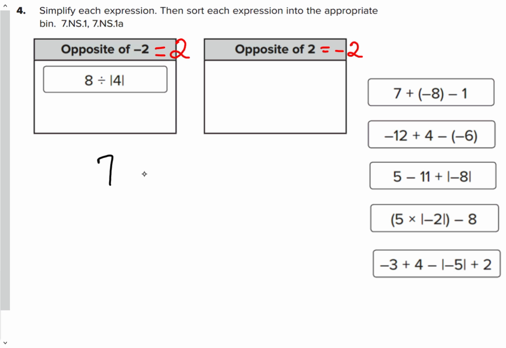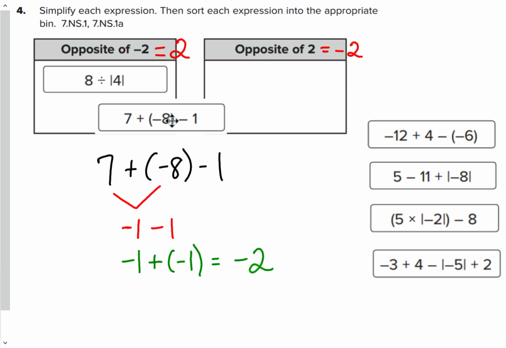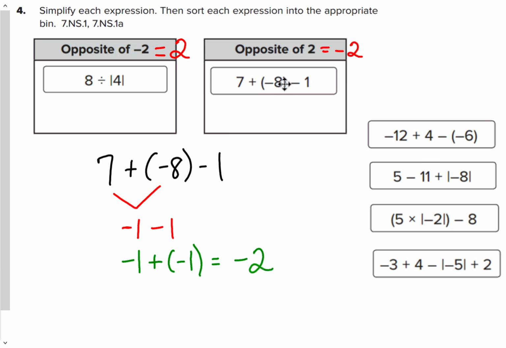7 plus -8 minus 1. These have two different signs, so I'm going to subtract them. 8 minus 7 is 1. I have more negatives, so the answer is -1. And then I'm going to bring down the rest of the problem. Now I'm just going to rewrite the subtraction problem as an addition problem. So -1, subtraction turns into addition, and the opposite of 1 is -1. So this answer is -2. They have the same signs, so we add them and keep the sign. So this expression is the opposite of 2, which is -2.